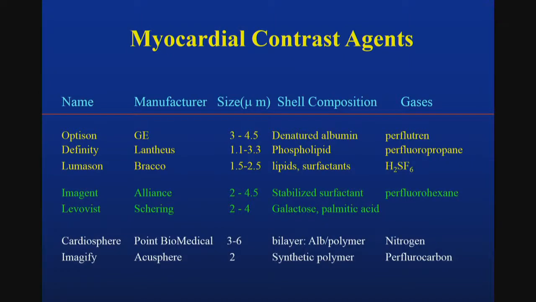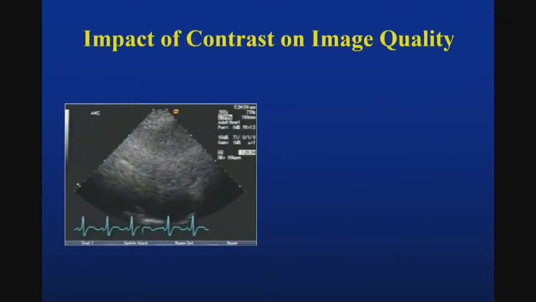And the last ones in white where a lot of money was spent in development. Unfortunately, they did not master an approval from the agencies. So basically, in the United States, we're dealing with three agents, Optison, Definity, and Lumason, with their properties of gas as well as shell composition. So let's talk through the importance of contrast and some of the applications and some of the physical principles that you really need to know.